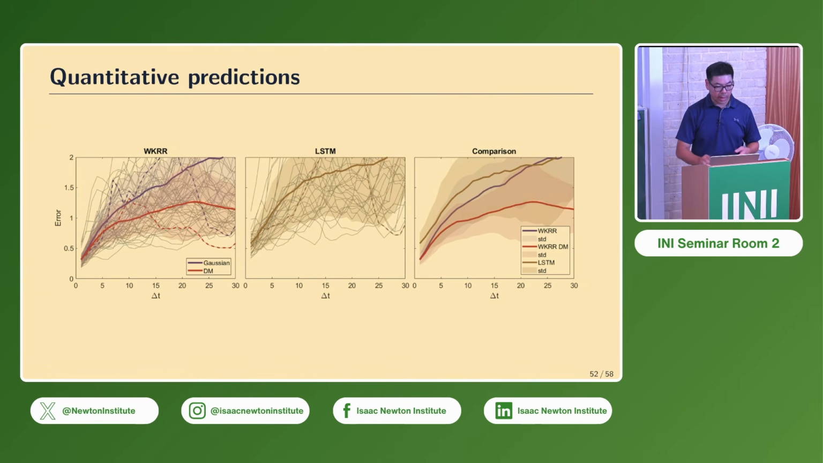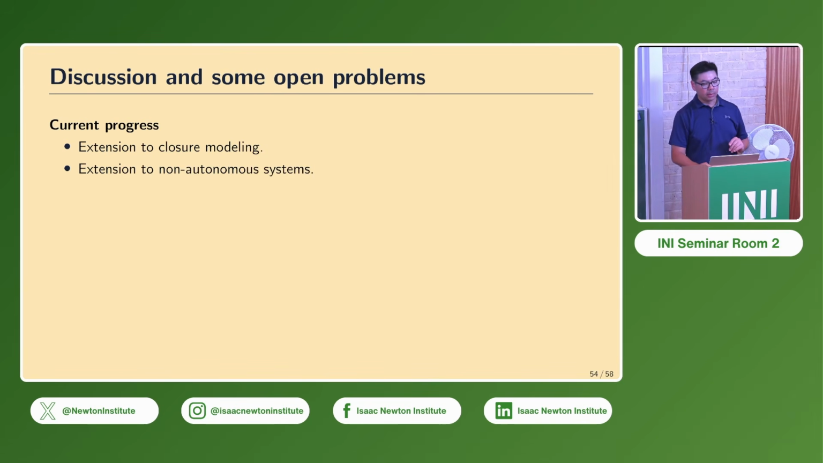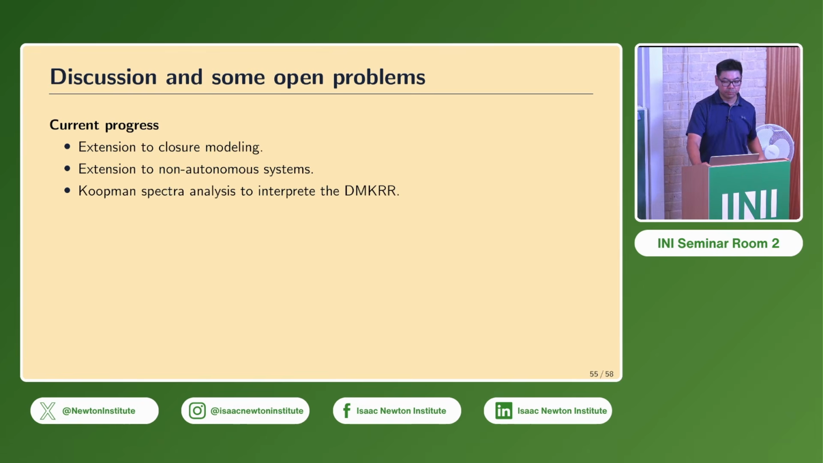And the main point is that perhaps if you understand or can represent the low dimensional manifold that the data lie on or close to, then maybe you pick that as the right features. So that's the whole message. Current progress: I have extended this to closure modeling. We just haven't finished the manuscript. We extend to non-autonomous systems, and we're trying to do Koopman spectral analysis.